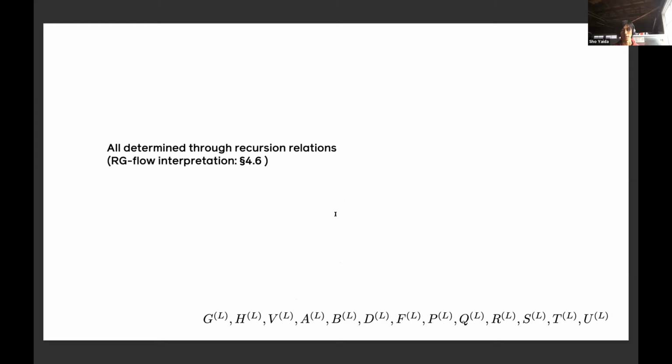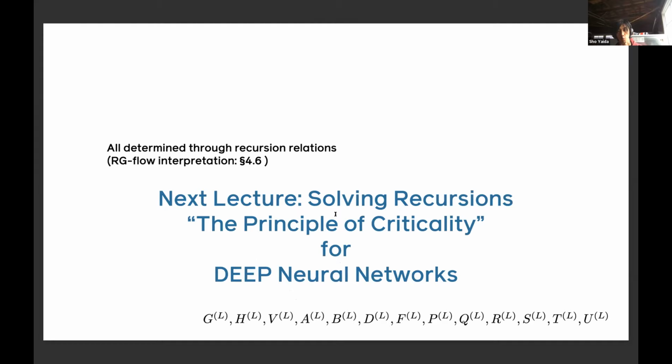And then there's an RG flow interpretation, or to say more in a folklore way, there's a folklore saying that the neural network coarse-grains the features as you go deeper in the network, and you can start to make it more precise using this recursive approach. And the next lecture is about solving these recursions for deep neural networks, and then we'll get the principle of criticality. So that's the end of the talk.